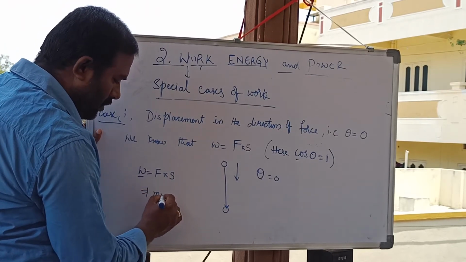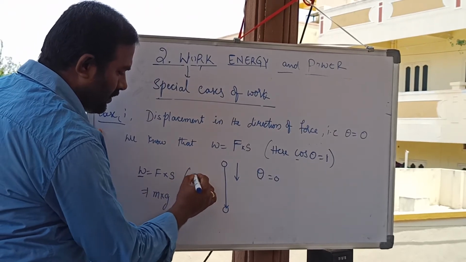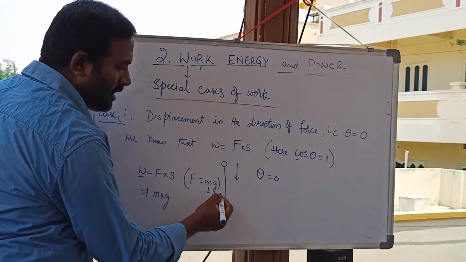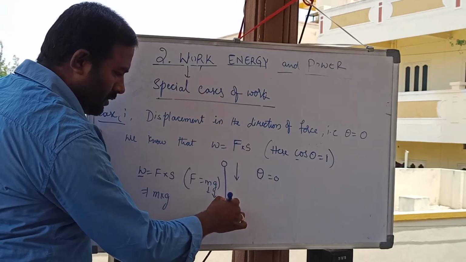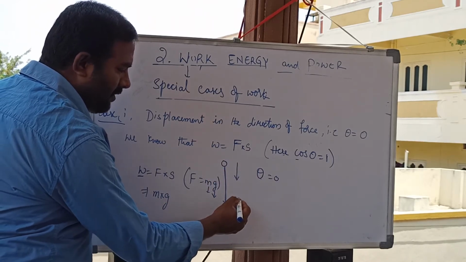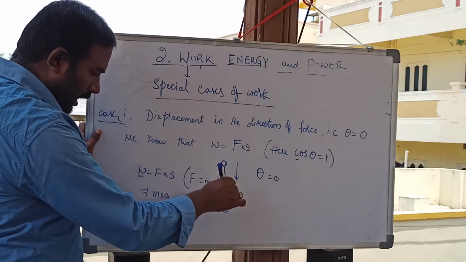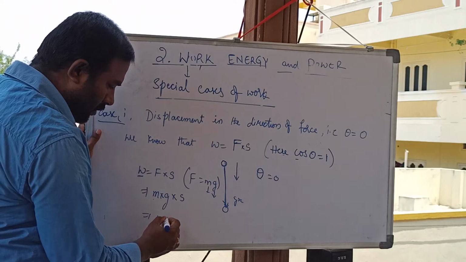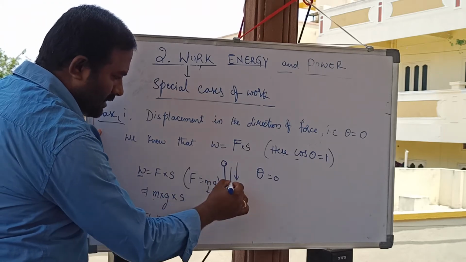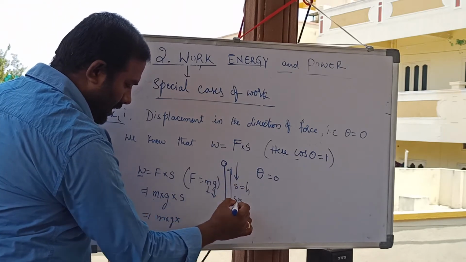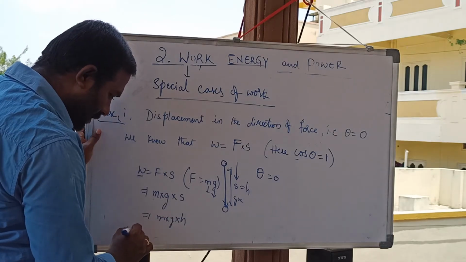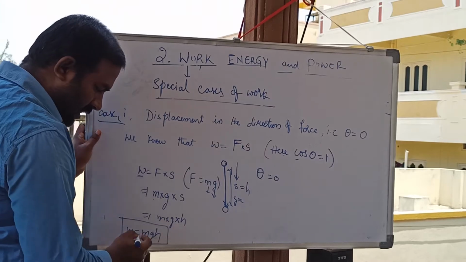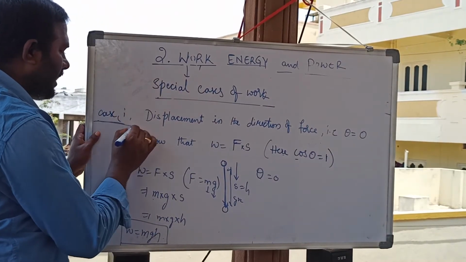F is m into g. We know that F is equal to mg, that is the mass of the body, and it is falling. This force is created due to gravity because of the mass. So a freely falling body will have m into g into s. We can take this distance as h, mgh. So W is equal to mgh. The freely falling body will do work in the form of mgh. This is case 1.